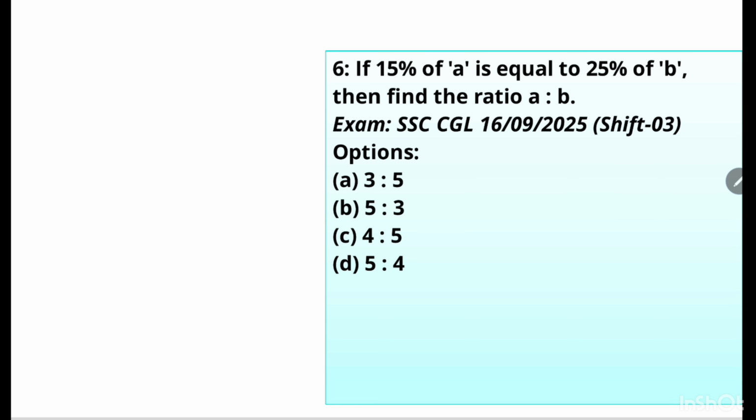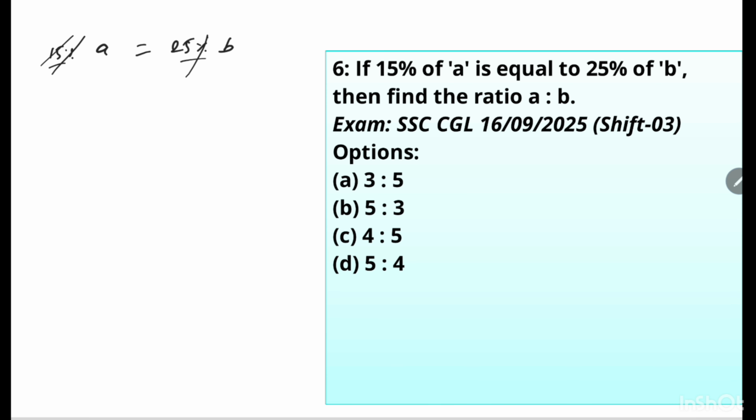The next question, the number 6 question, it is saying that 15% of A is equal to 25% of a number B. This is the question. How can we solve this? We can cancel this percent by this percent. It will give 100 here in the bottom, and 100 here in the bottom, both. So we can cancel it, and then we will solve it.